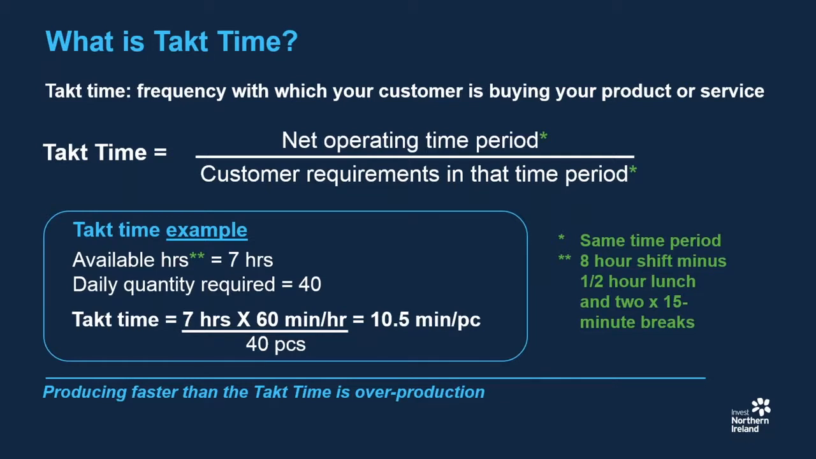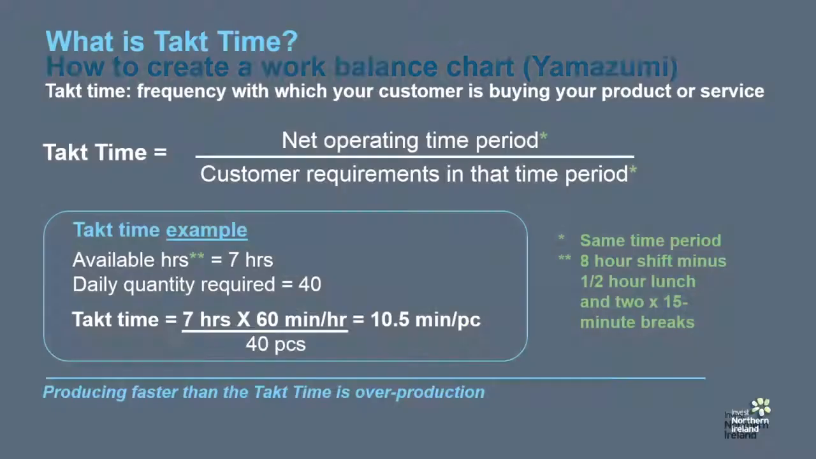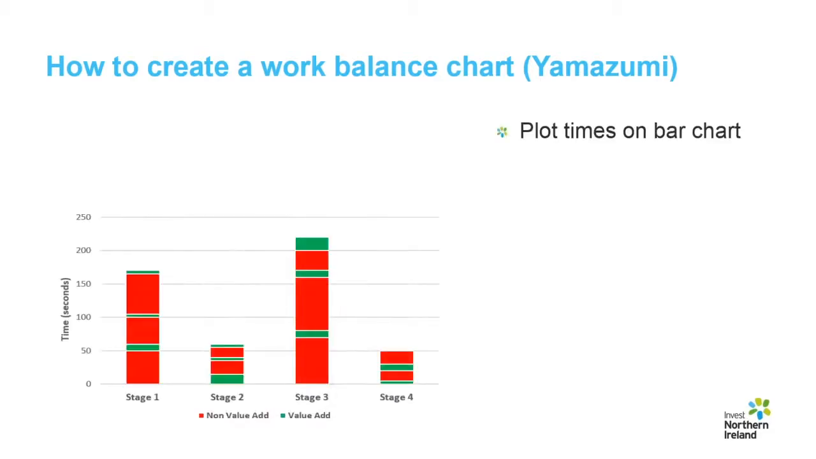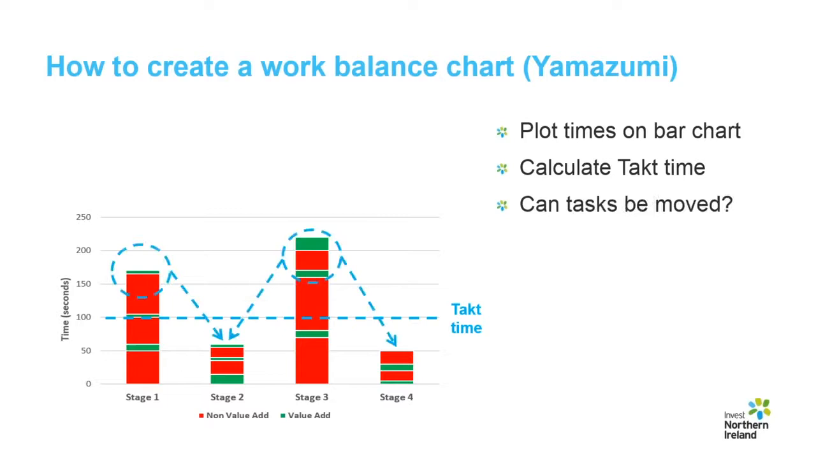Now I'm going to take you through how to create a work balance chart. For each process, plot the times for each process step on a bar chart. Calculate the takt time for this process and mark this as a line across the plot. This will quickly show you which process steps take longer than takt and which workstations potentially have some capacity to take on more work elements. Work with the team to identify any tasks which can be moved to another process step to balance the work and which workstation would be best to move them to.